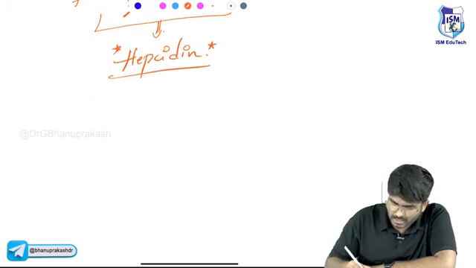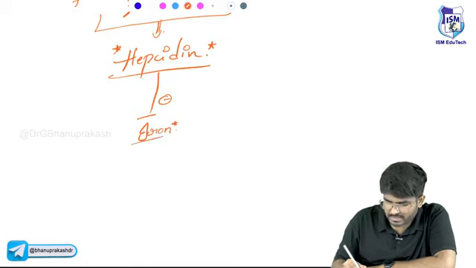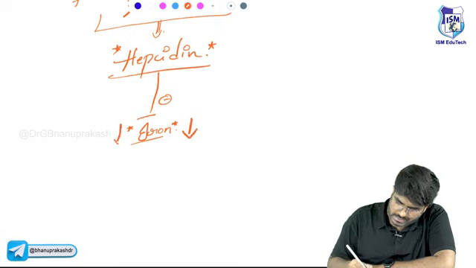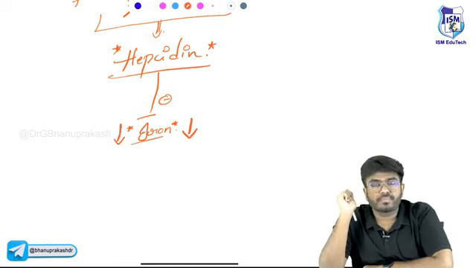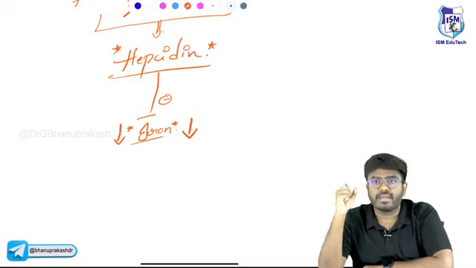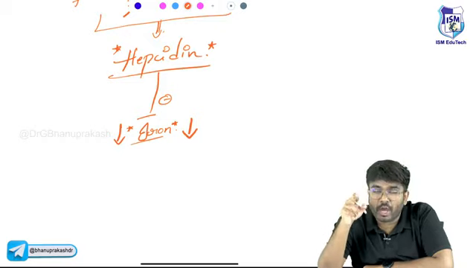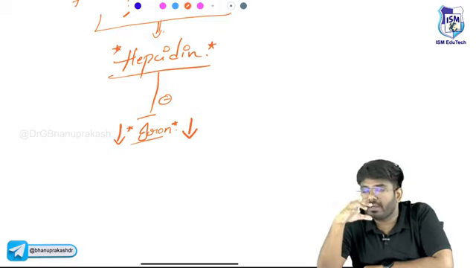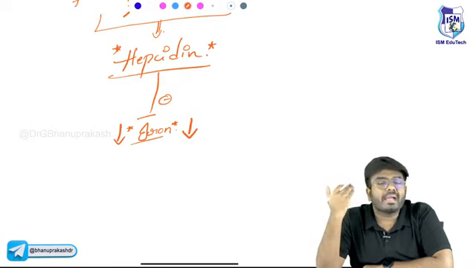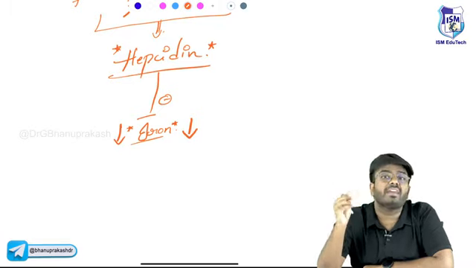Hepcidin is always against iron. It decreases the iron levels in the body, or I should say it decreases the iron absorption. All the iron that is there in the blood will be packed inside the bone marrow and inside the liver. So now iron is not freely available anywhere.